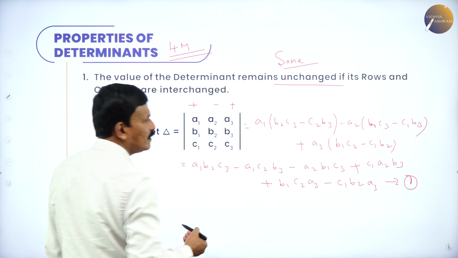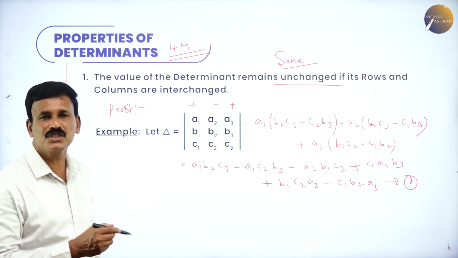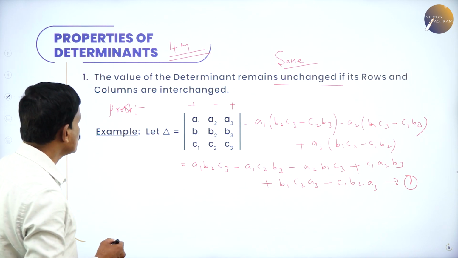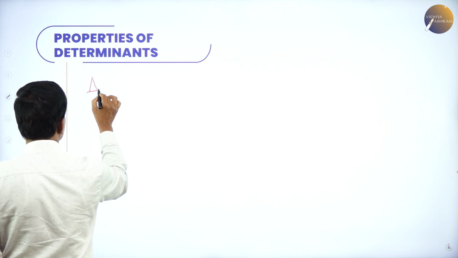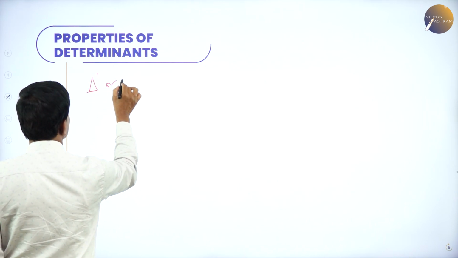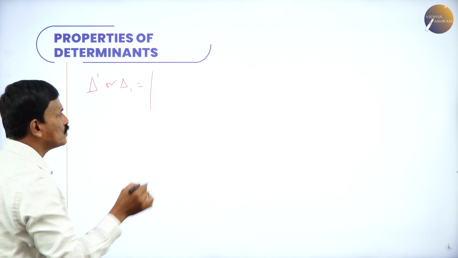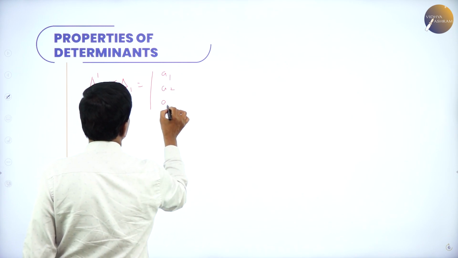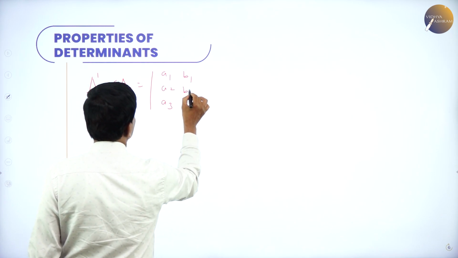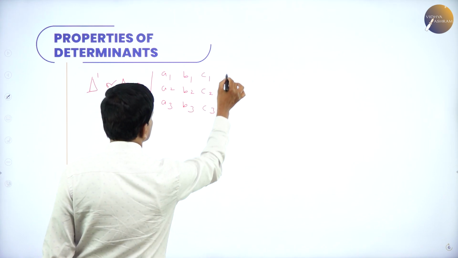On the other hand, let us come to the second part. Now what is to prove? Delta dash is also equal to the same value. Right hand side, delta dash or delta 1 is obtained by interchanging the rows and columns. Interchanging means first row becomes first column: A1, B1, C1, A2, B2, C2, A3, B3, C3.